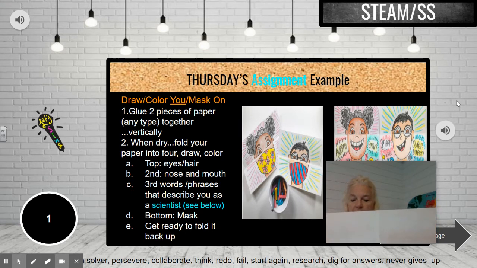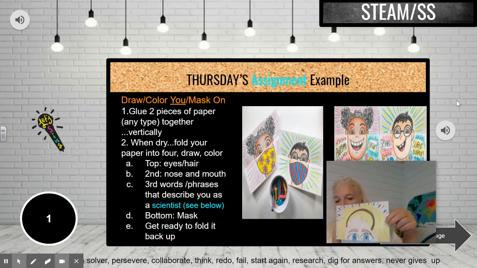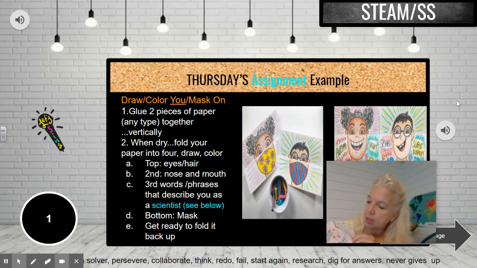This is where our math comes in. We're going to take the top fourth and we're going to draw and then color our eyes and our eyebrows and our hair. The second fourth is going to be where our nose and our ears and our mouth and smile go. On this page, you'll notice also that our words that describe us as scientists will be also on this page. And then the third unit fraction, 3/4, will be, again, words that describe us and character traits of us as a scientist or an engineer. And on the bottom is our mask.